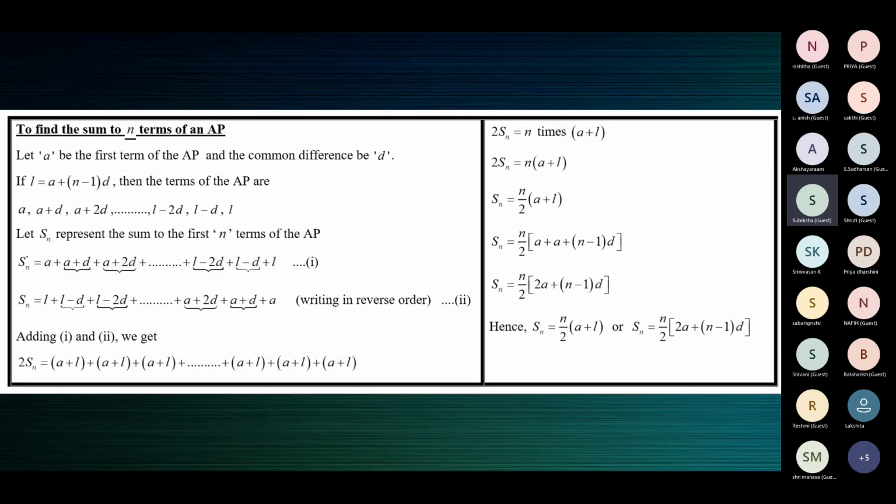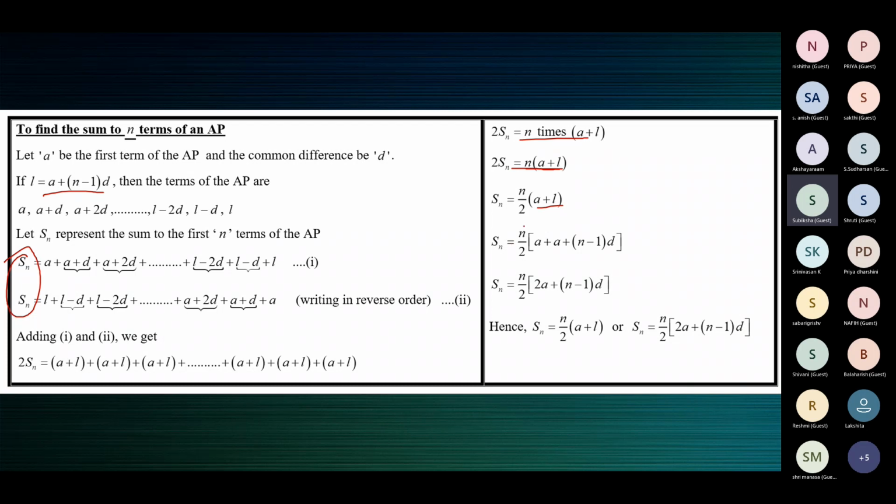So when you add Sn plus Sn, it is twice Sn. Twice Sn is equal to A plus L, A plus L, A plus L, n times. So n times A plus L, that means n into A plus L. Twice Sn is n into A plus L. Sn is equal to n by 2 of A plus L. And what is L? L is A plus n minus 1 into D.